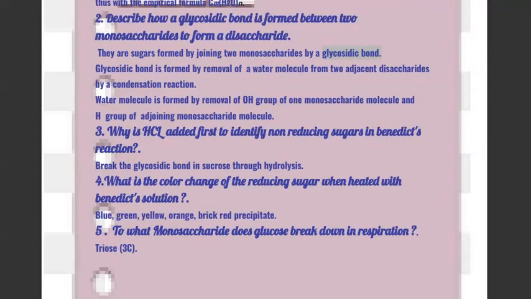3. Why is HCl added first to identify non-reducing sugars in Benedict's reaction? Break the glycosidic bond in sucrose through hydrolysis. 4. What is the color change of the reducing sugar when heated with Benedict's solution? Blue, green, yellow, orange, brick red precipitate. 5. To what monosaccharide does glucose break down in respiration? Triose, 3C.